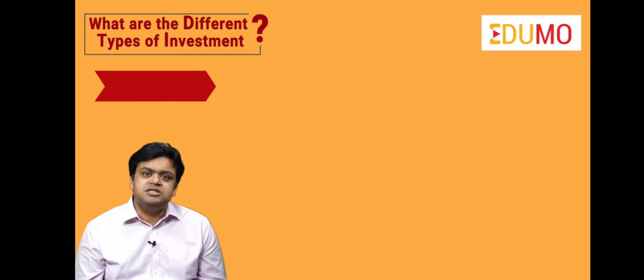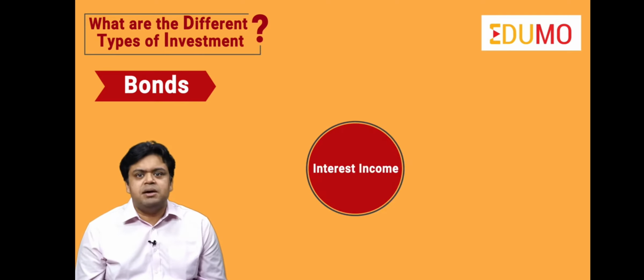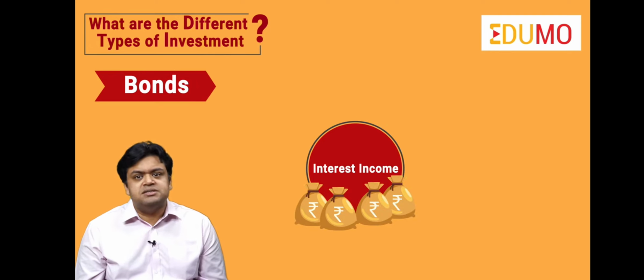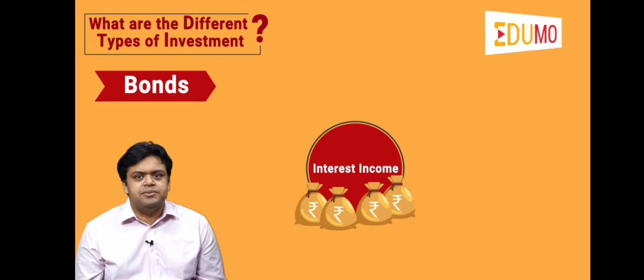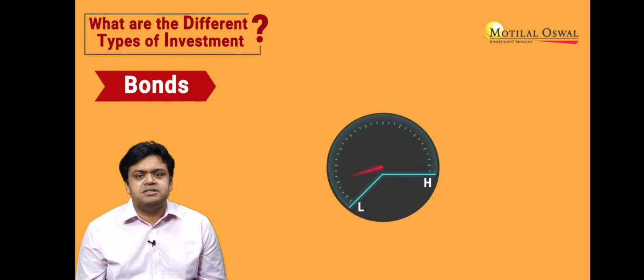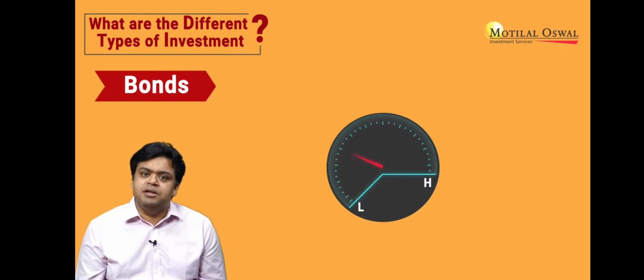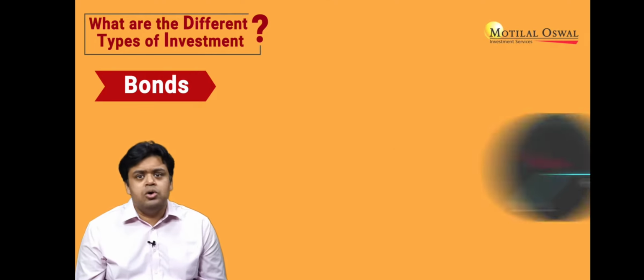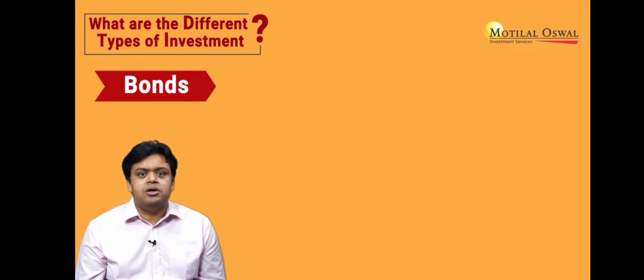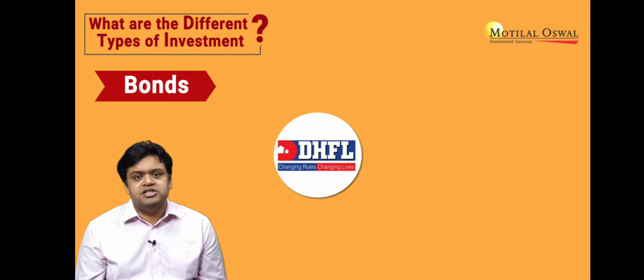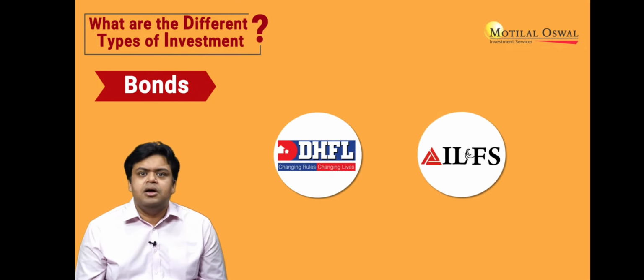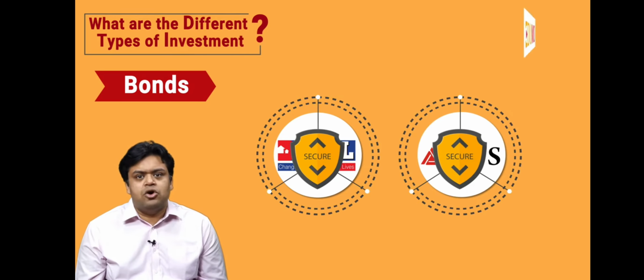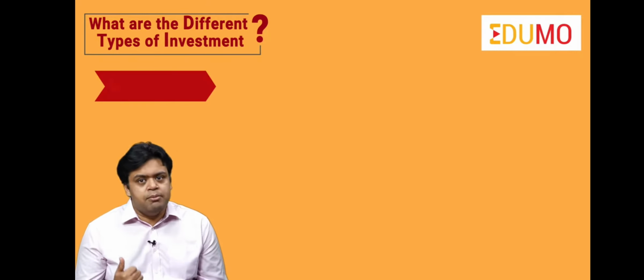The next is bonds. These are fixed income instruments which provide a consistent return in the form of interest. They have very low amount of risk as the chances of default are minimal. Although there have been recent cases of default by some companies like DHFL, ILNFS, etc., they are mostly safe and secure.